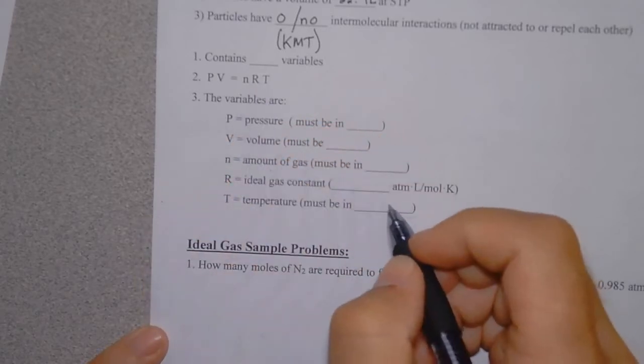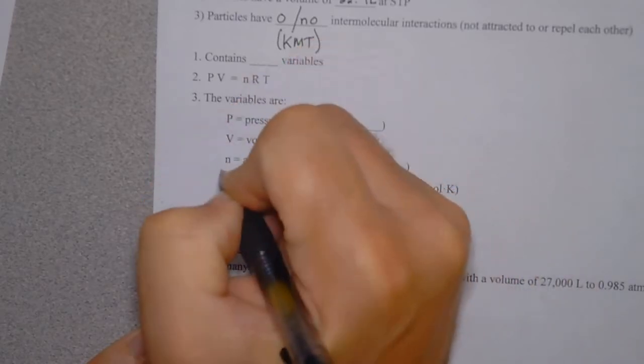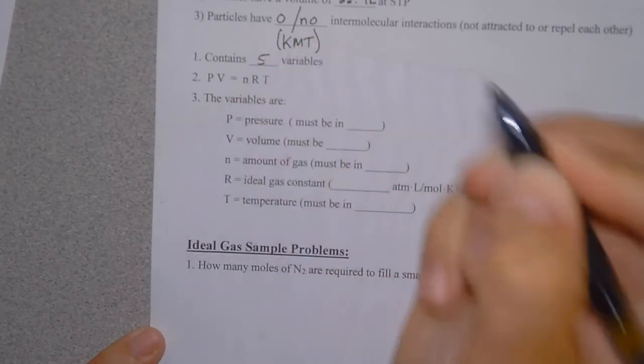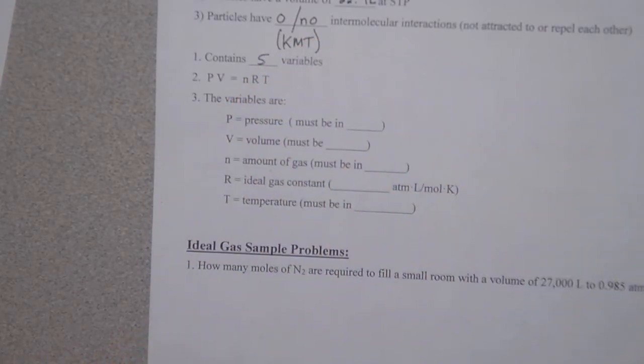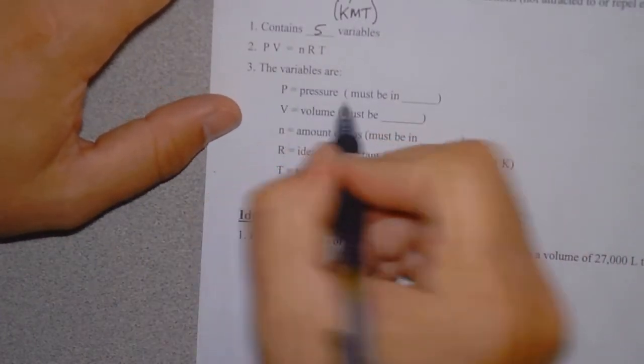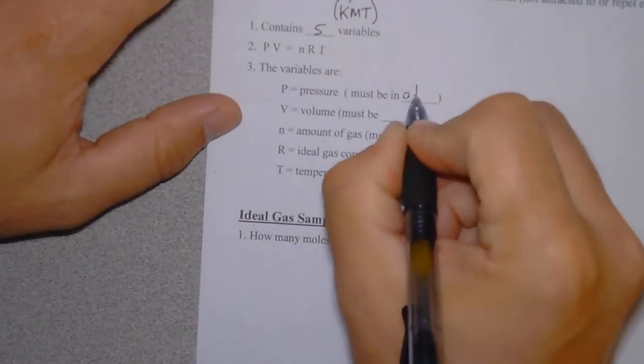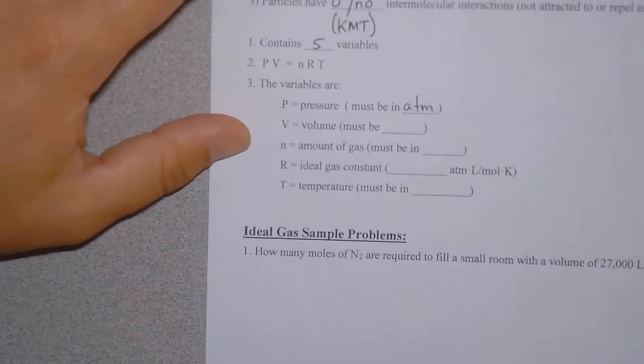How many variables do we have? 5 variables. And once again, algebra class, if the formula has 5 variables, how many must I give you in a word problem for you to solve? 4. I have to give you 4. So I promise I will always give you 4, whether you see it initially or not. That's kind of a big thing, right? So here we go. The variables are pressure must be in ATM, atmospheres.